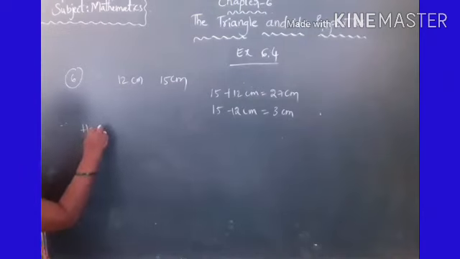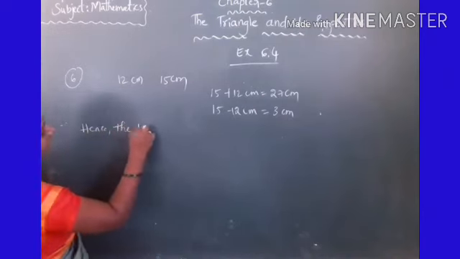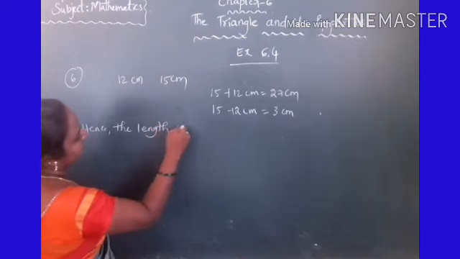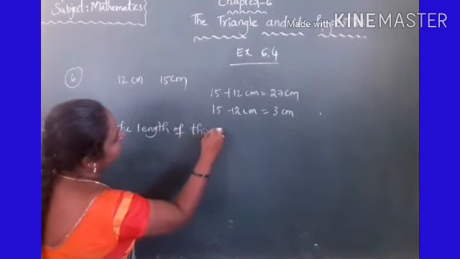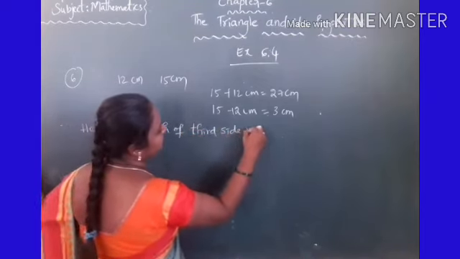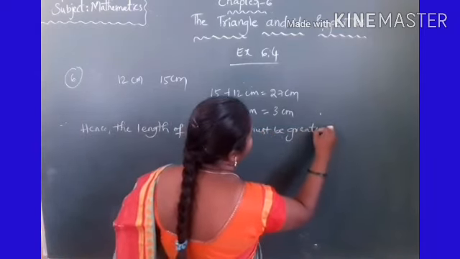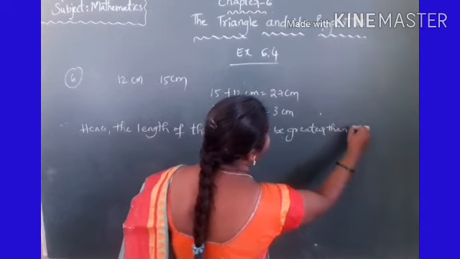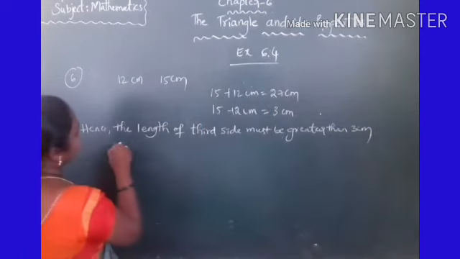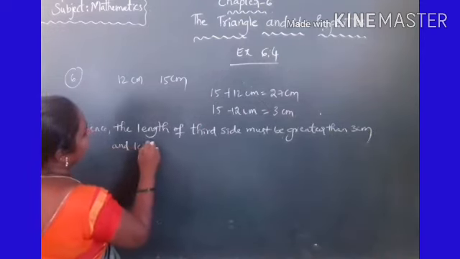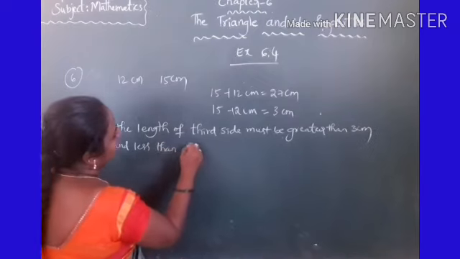Here write, hence the length of the third side must be greater than 3 centimeters and less than 27 centimeters.